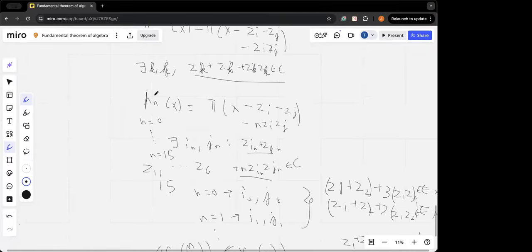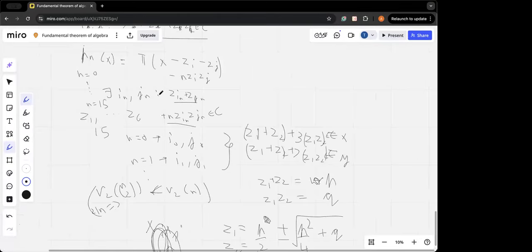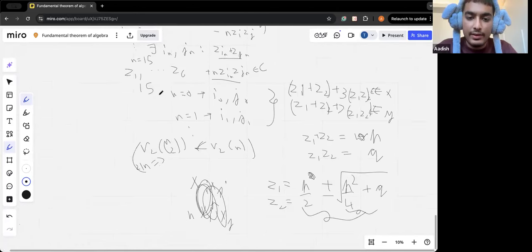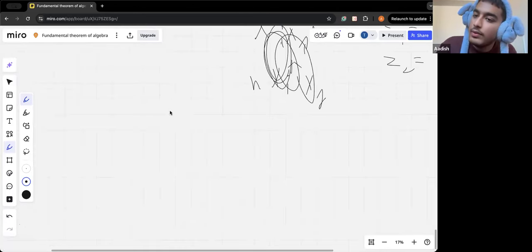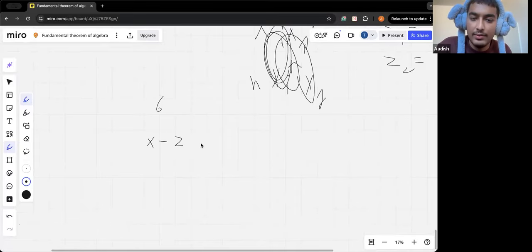Can you explain the symmetric polynomials part again? How do we get real coefficients from taking the product? Okay, sure. Wait, let's work through an example. Yeah, 6 is fine. No, 6 is not fine, but I'll do it.